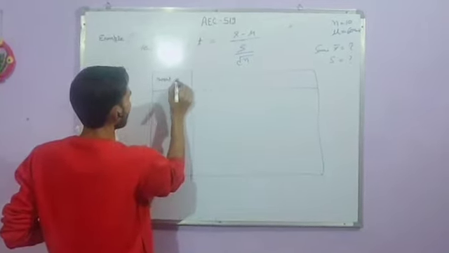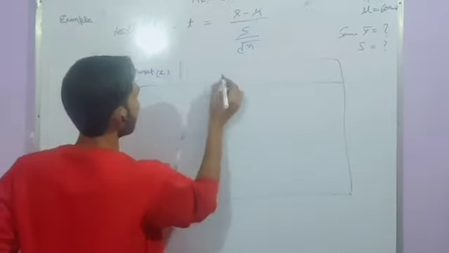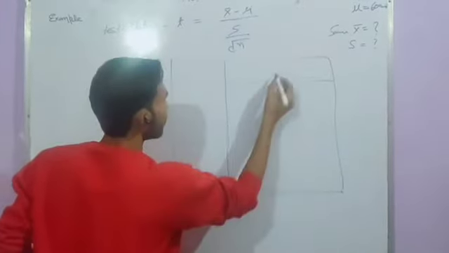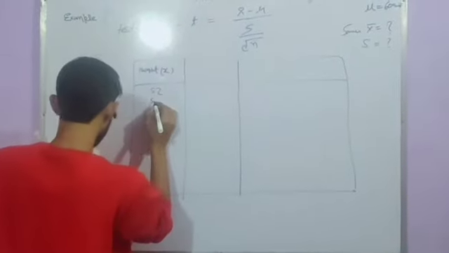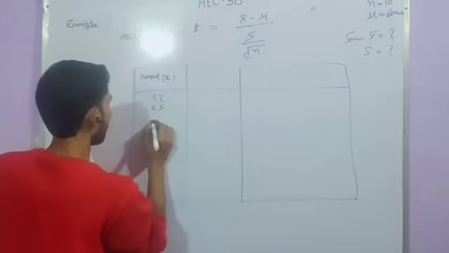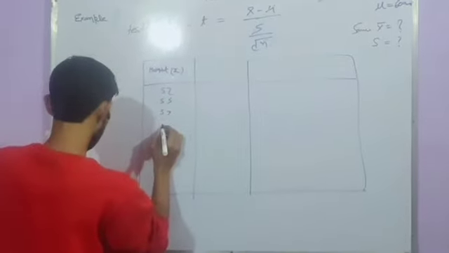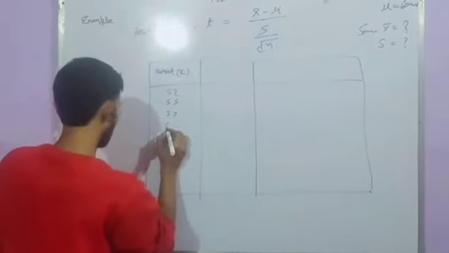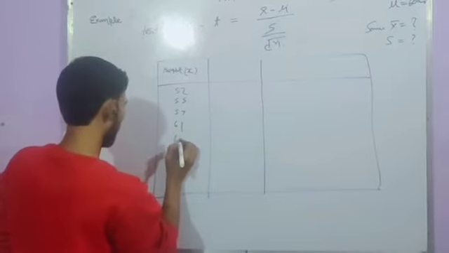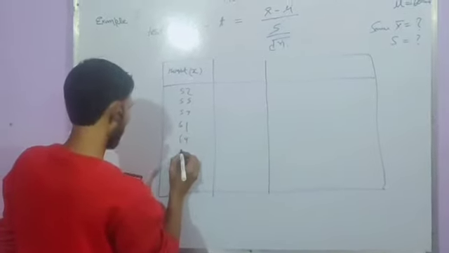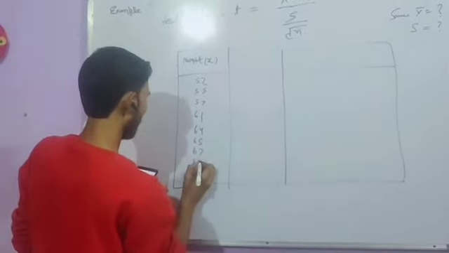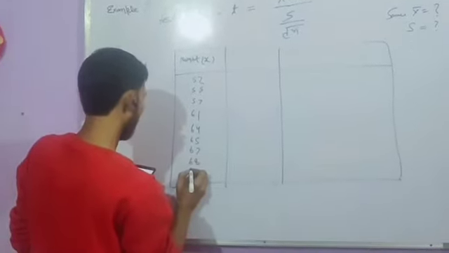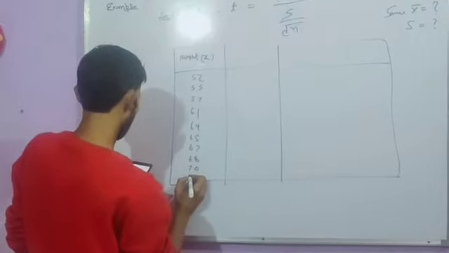Height x: 52, 55, 57, 61, 64, 65, 67, 68, 70 and 71.